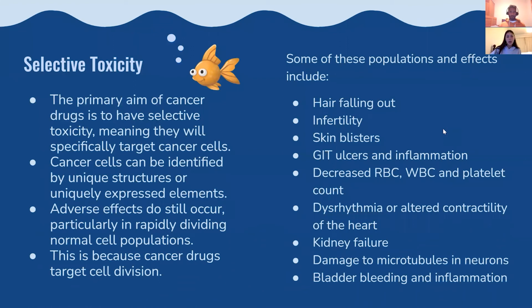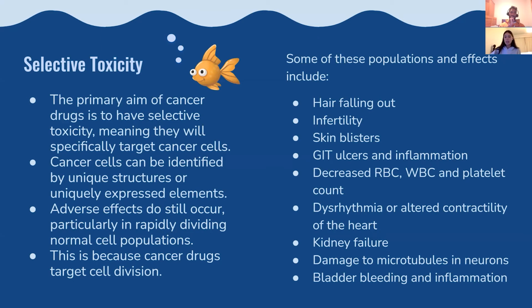We're going to talk about the principle of selective toxicity to start off with. The primary aim of cancer drugs is to have selective toxicity, meaning they will specifically target cancer cells. Cancer cells can be identified by unique structures or uniquely expressed elements which normal cells wouldn't have on them. However, adverse effects do still occur even when you've got this principle of selective toxicity, particularly in rapidly dividing cell populations.